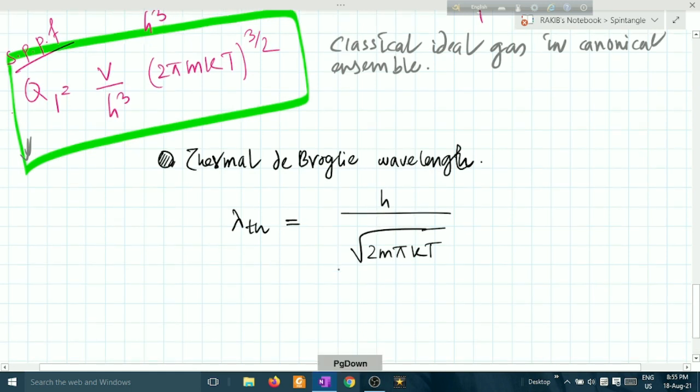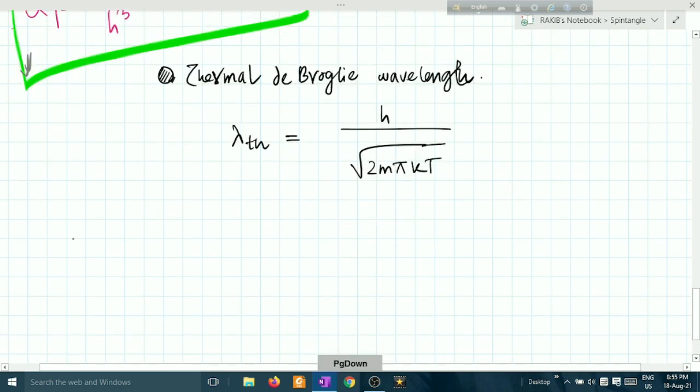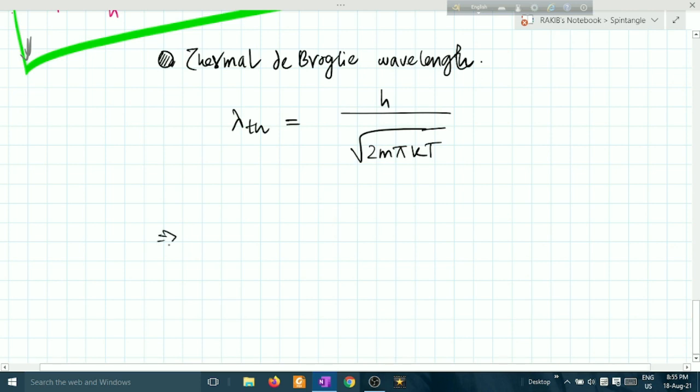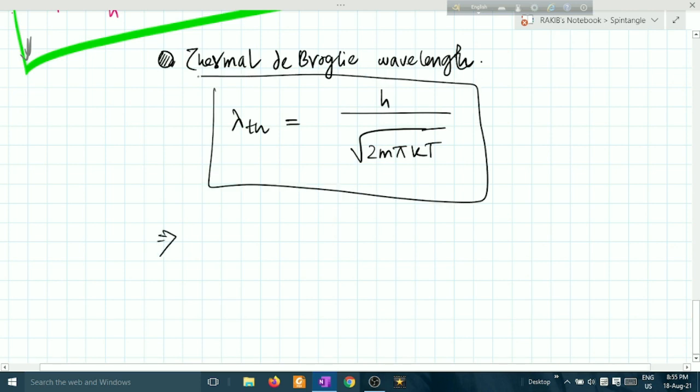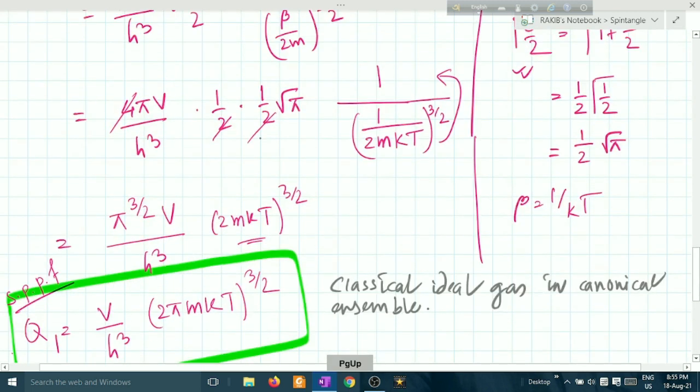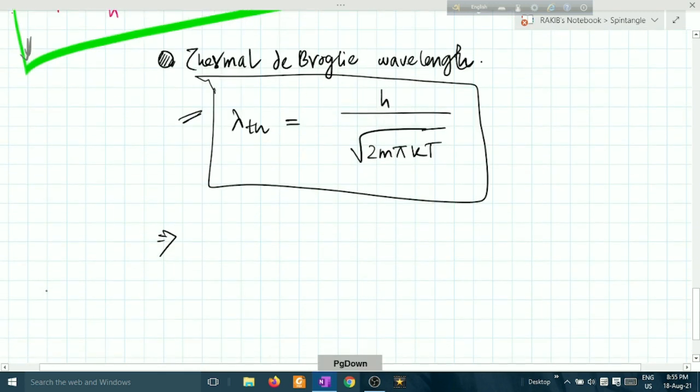Got this thing? That means you can easily write this thing from this form, squaring the lambda thermal. This is the thermal de Broglie wavelength. Sometimes it is directly asked in problems, so you must remember this thing. I have encountered many critical problems which have been asked from this formula, and people are fumbling with this because they do not remember the formula. You have to remember this formula.